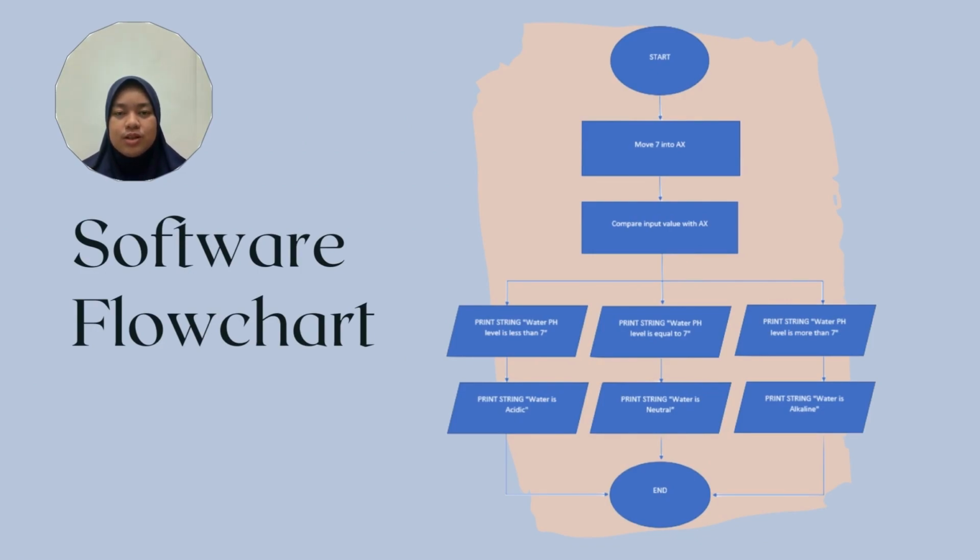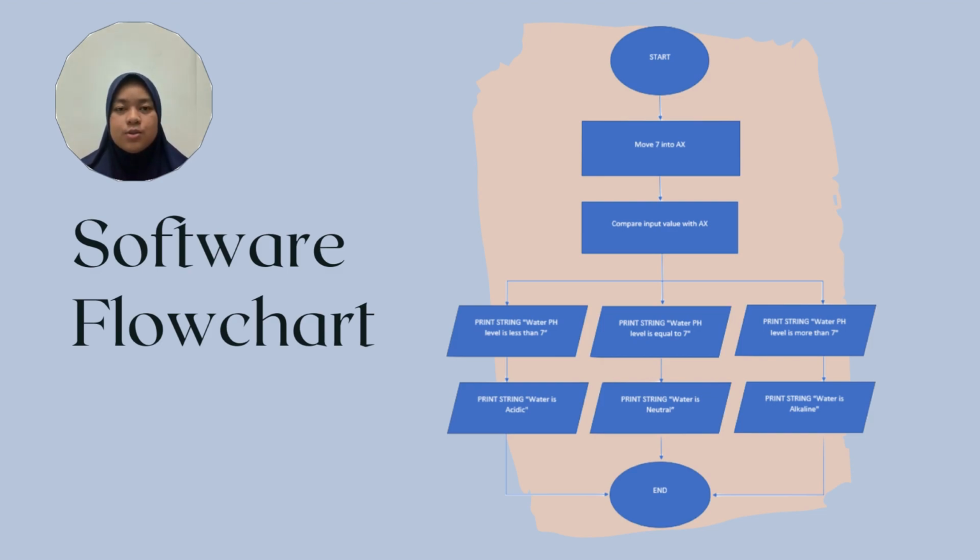First, the program will start, and then we move the value 7 into register AX. Then we compare the input value with register AX, which will produce one of 3 conditions. The first condition is when the input value is less than 7. Then it will print 2 string lines to indicate that the water is acidic. The next condition is when the input value is equal to 7. It will print 2 string lines that indicate that the water is neutral.